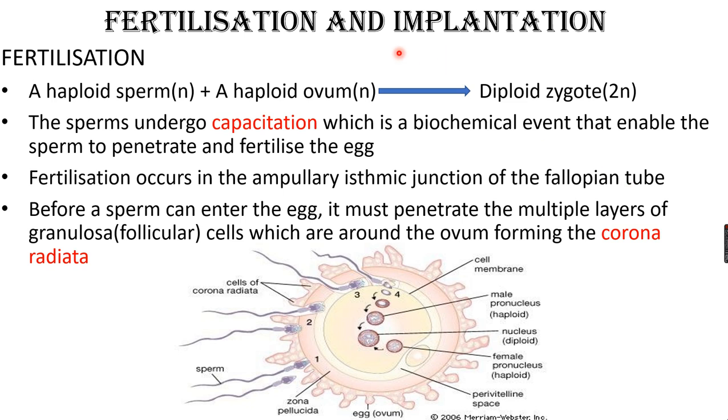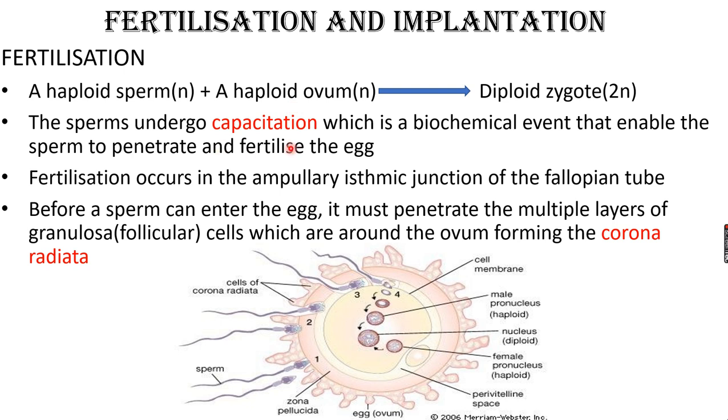Now, what are the fertilization and implantation processes? The sperms and ovum are produced and they undergo the fertilization process. During fertilization, what will happen? The haploid number of sperm combines with the haploid number of ovum and they produce a diploid zygote. Right? This is the period of fertilization.